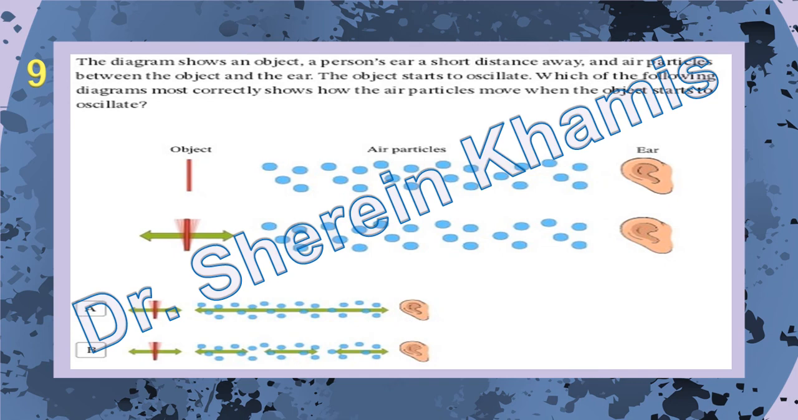We said that sound makes compressions and rarefactions. In some areas we have high density and high speed, and in some regions we have low density and low speed. So we don't have a regular motion, and the right answer will be letter B. Some regions make compressions and some make rarefactions until the sound reaches the ear of the person. Okay, let's go into question 10.